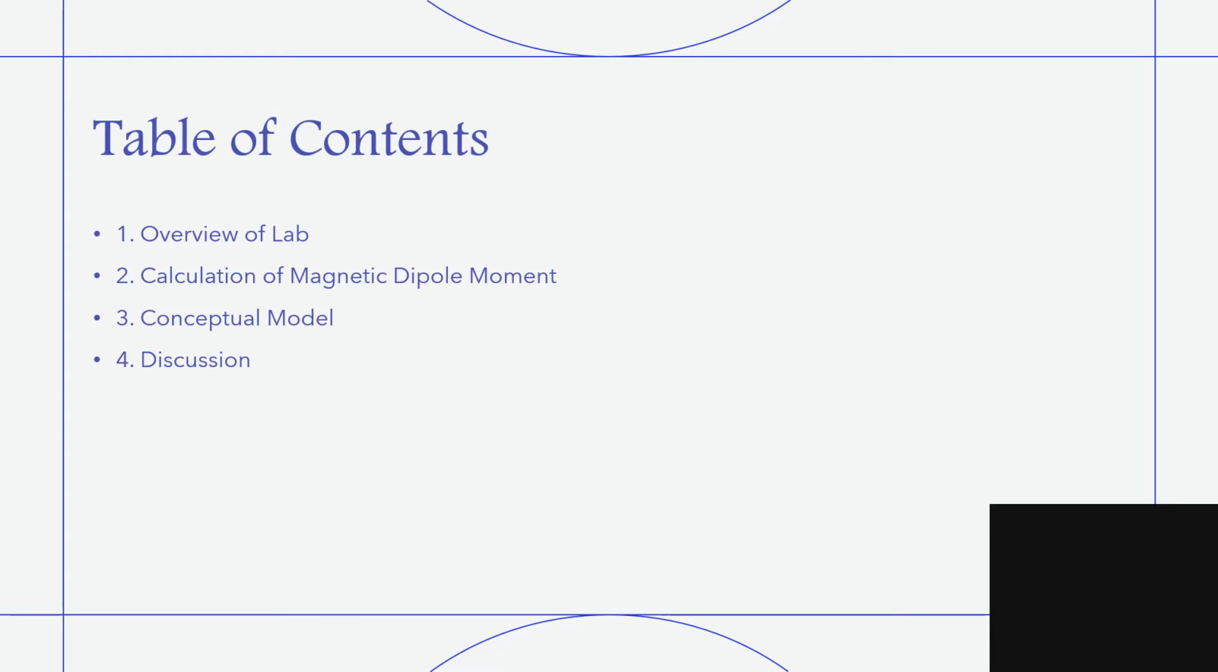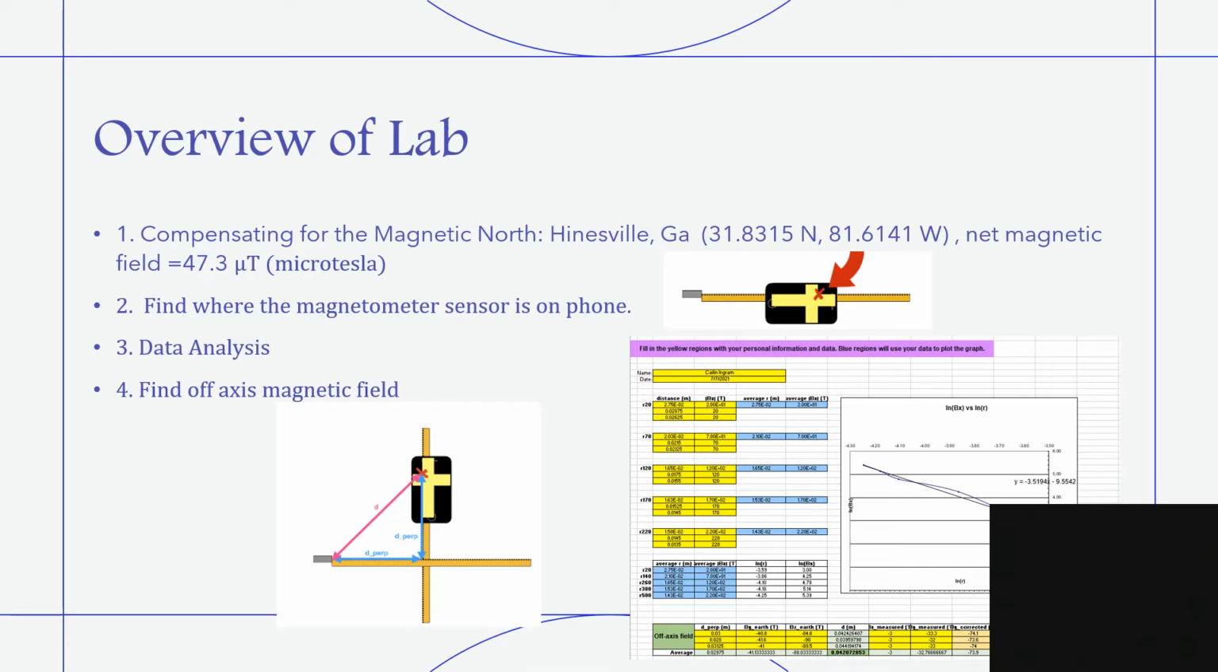Table of contents: 1. Overview of lab. 2. Calculation of magnetic dipole moment. 3. Conceptual model. And 4. Discussion. Overview of lab. The first step of the lab was compensating for the magnetic north.